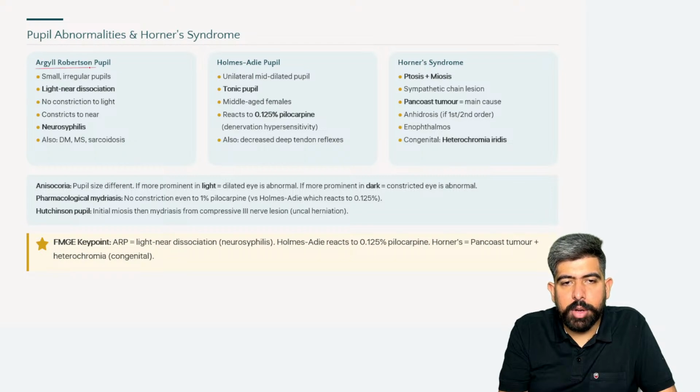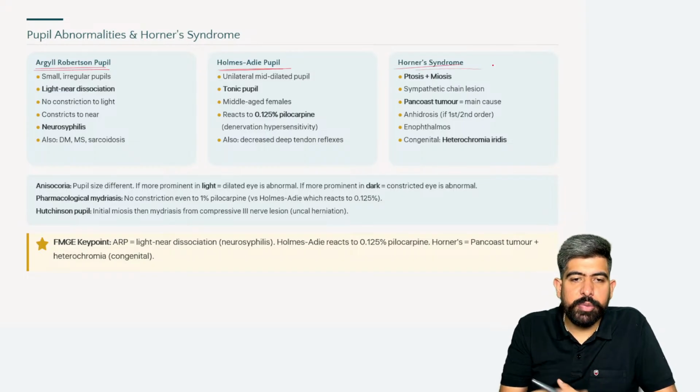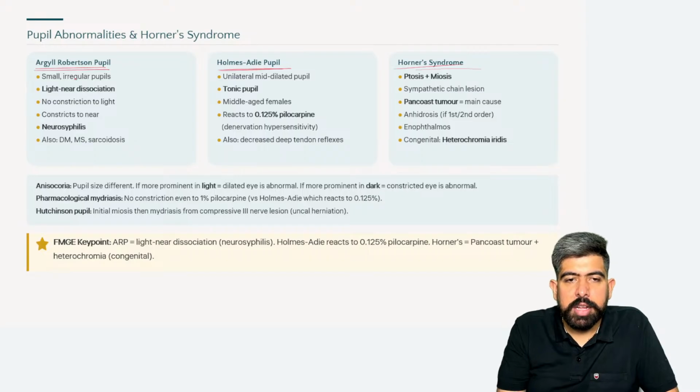Now, also the pupil abnormalities and the Horner syndrome, which we have to talk about. In the pupillary abnormalities, we have the Argyll-Robertson pupil and the Holmes-Adie pupil. We have the Adie tonic pupil also, and we have the Horner syndrome. Let's talk about it one by one. We're starting with the first one, which is the Argyll-Robertson pupil. There is a small irregular pupil.